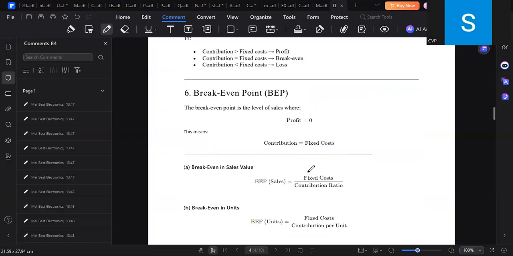Now, what is break-even point? The break-even point is a level where our profit is equal to 0. So it means that our contribution is equal to our fixed cost. So our break-even in sales value is simply given by the fixed cost over the contribution ratio. And our break-even in units is given by the fixed costs over the contribution per unit. So this is in terms of units, and this is in terms of the sales value.